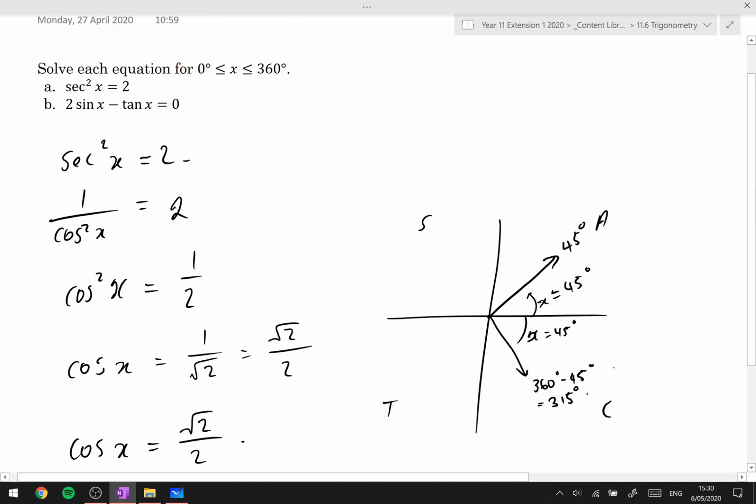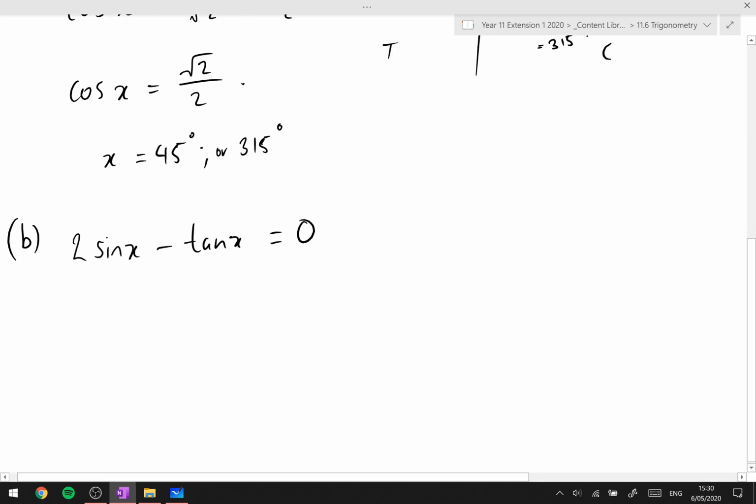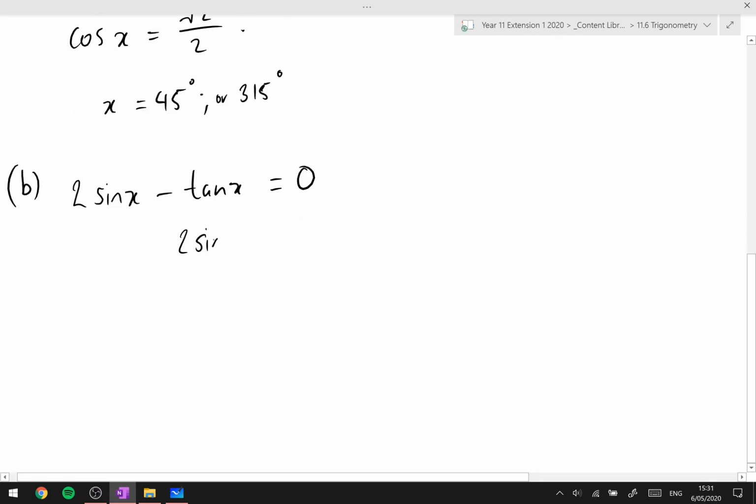So that was A. Let's have a go at B now. B says 2 sine of x, and I've actually got it written down next to me, so I'll have a look at that one, minus tan of x is equal to 0. Okay, so deceptively, let's have a look and see how we can solve this one. I might start off by moving the tan to the right-hand side. So we're going to get 2 sine of x is equal to tan of x.